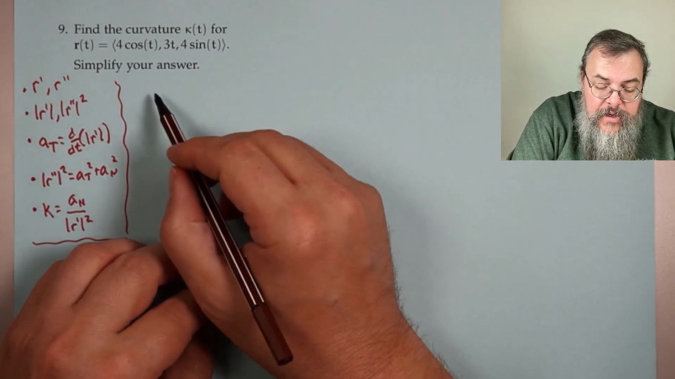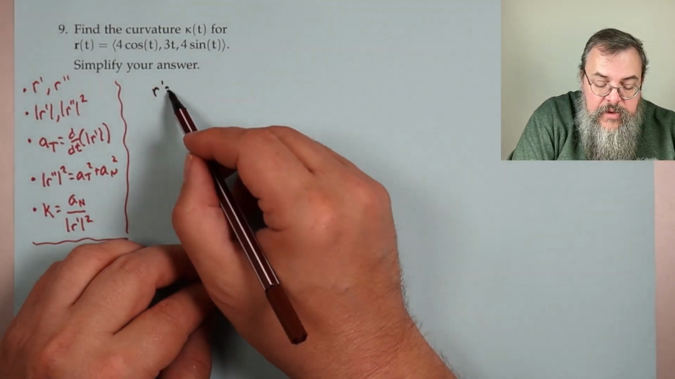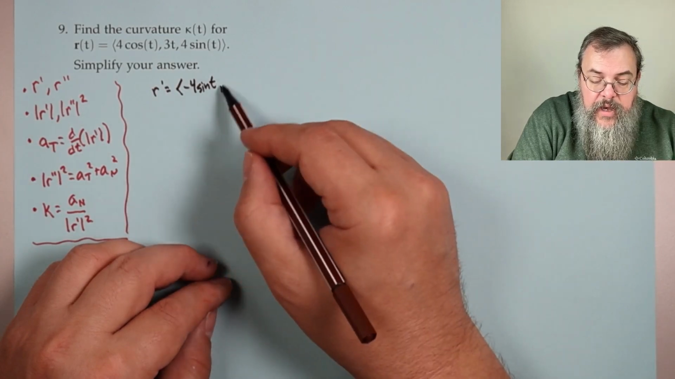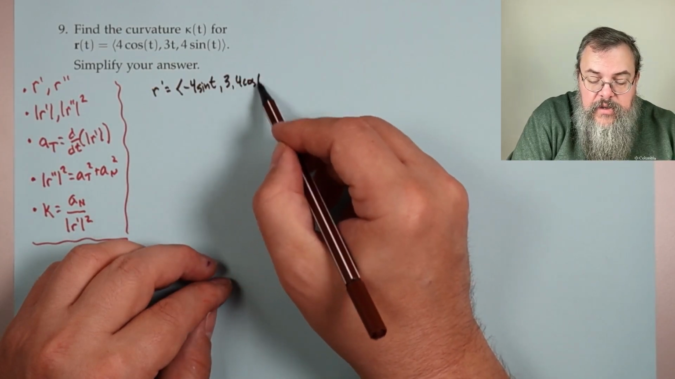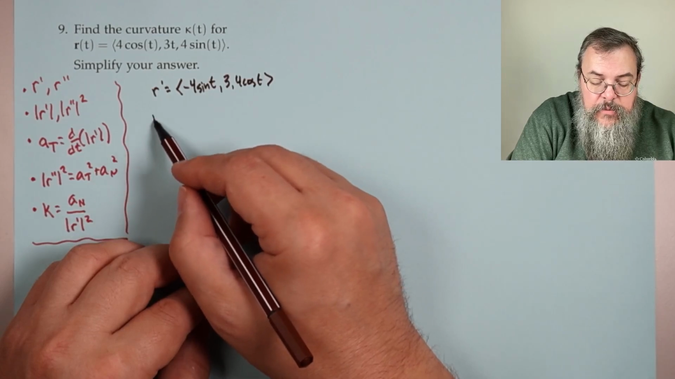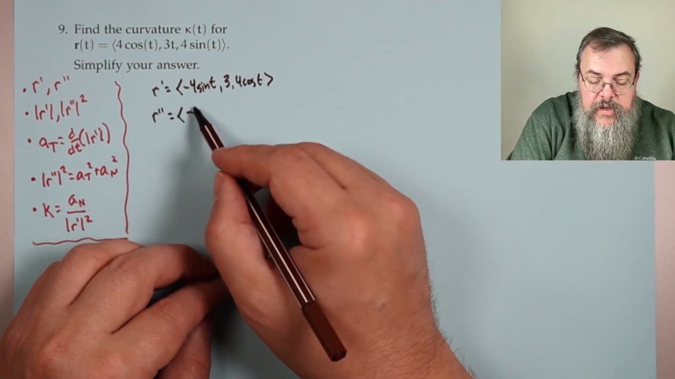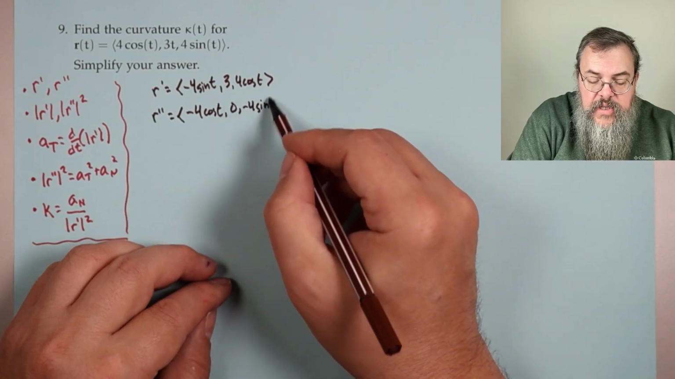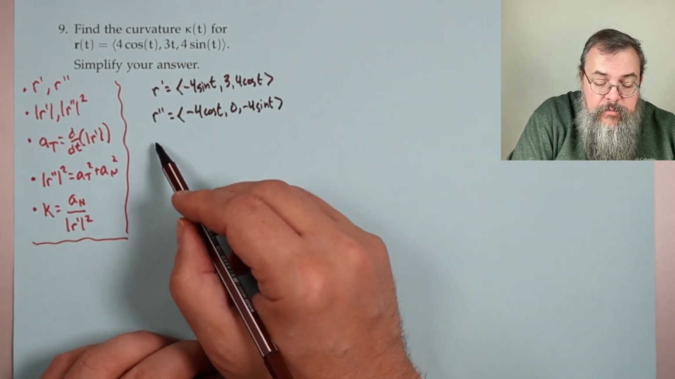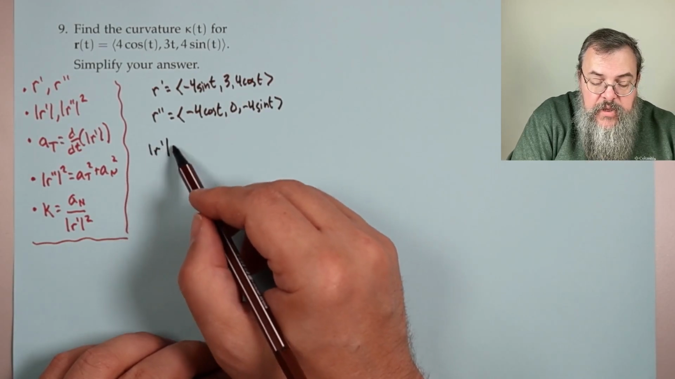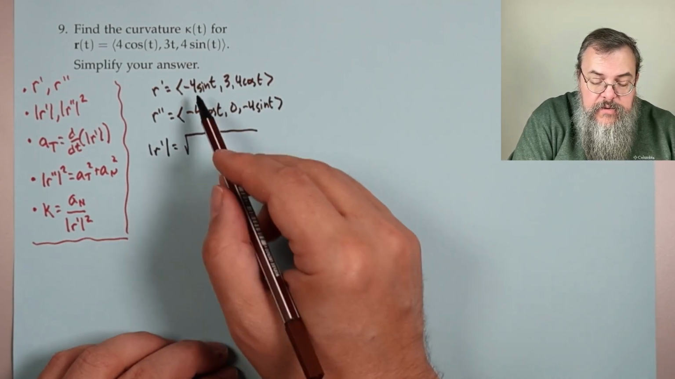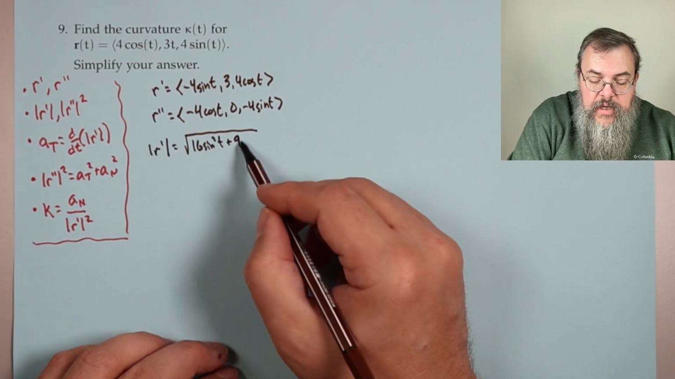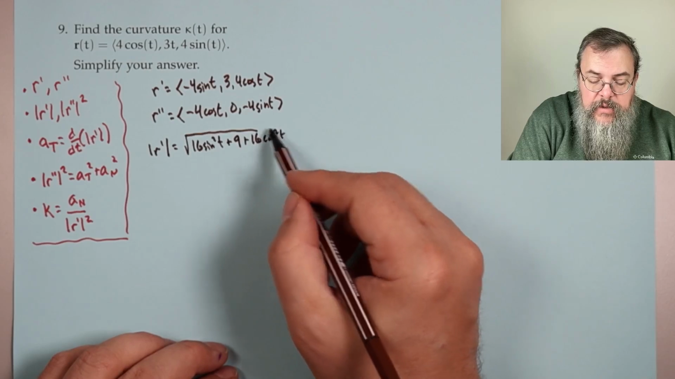So we have our r. Let's do our r prime. So that'd be minus 4 sine t, comma 3, comma 4 cosine t. And we'll do r double prime while we're here. Minus 4 cosine t, 0, minus 4 sine t. Okay, so the magnitude of r prime, well, that's going to be the square root of 16 sine squared plus 9 plus 16 cosine squared.